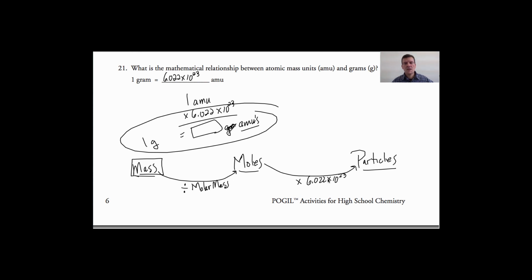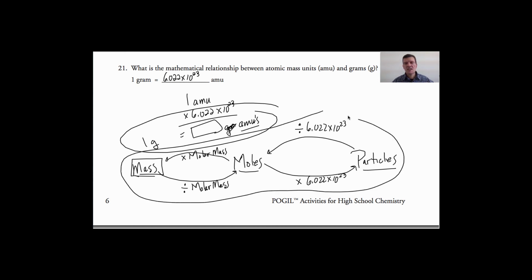Okay? Let's go the other direction. Let's say you know the number of particles and you want to find out how many moles that is. That's where you divide by Avogadro's number, 6.022 times 10 to the 23rd. And if you know the number of moles and you want to find out what's the mass of all those particles, you would multiply by the molar mass. Okay? So I hope that's helpful. This is kind of a little cheat sheet here, so that anytime you have to go from one to the other, you can use these operations to do that.